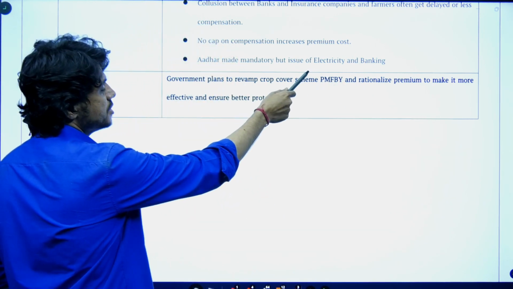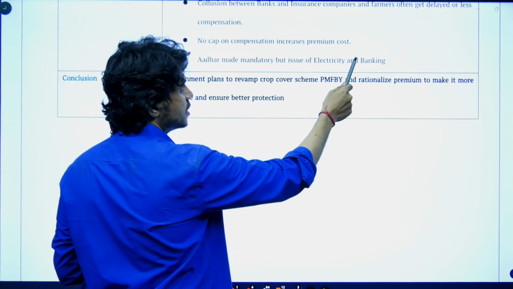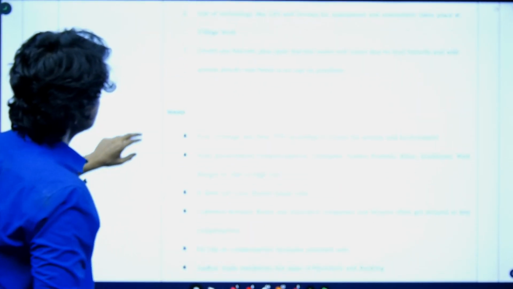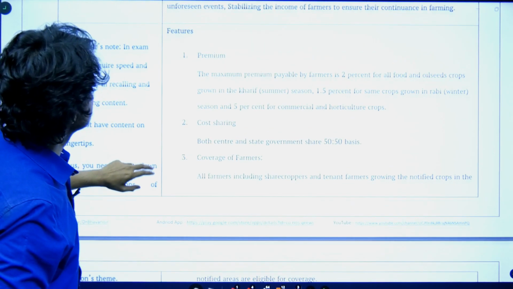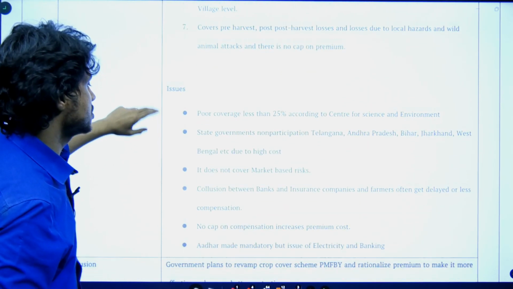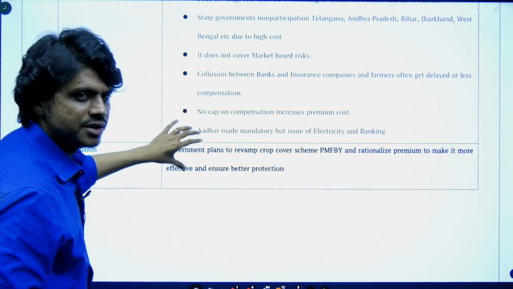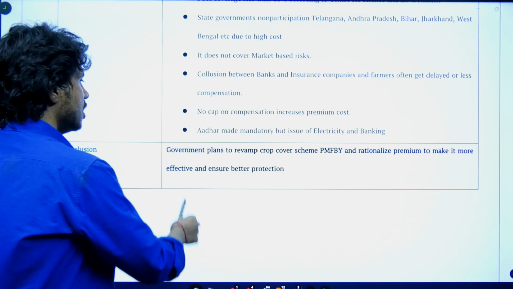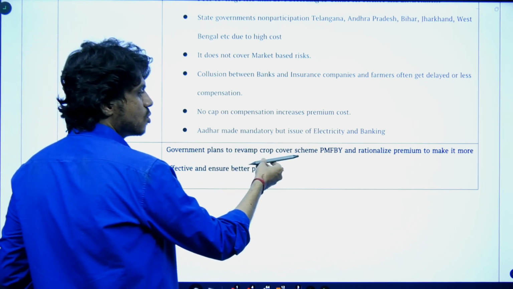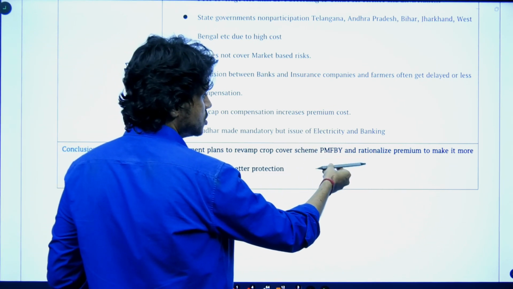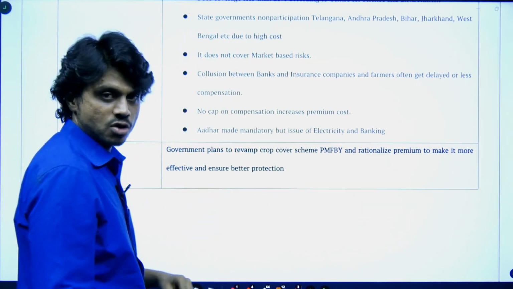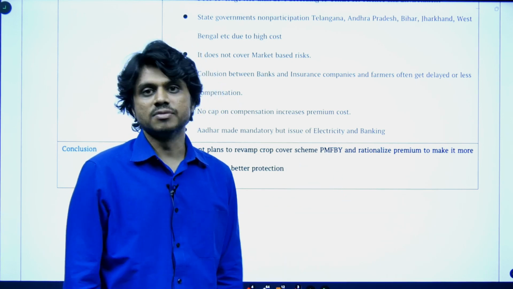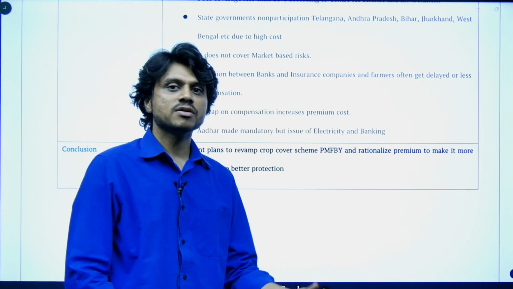Aadhaar has been made mandatory, but because of some problems of electricity and banking, we don't see enough implementation of this scheme due to lack of infrastructure. So wherever Aadhaar is made mandatory, it is causing problems. Now the government plans to revamp this crop coverage scheme, Pradhan Fasal Bima Yojana, and rationalize the premium to make it more effective and ensure better protection. Government is trying to come up with a comprehensive scheme to reform the scheme with better coverage.